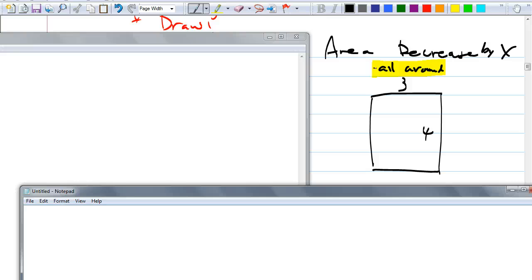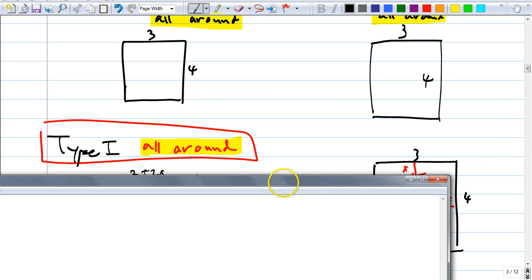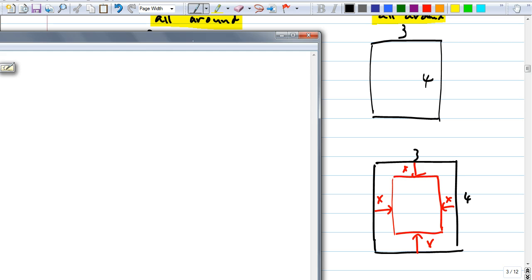So, how many people got this picture right here on the right side? You again get a rectangle, don't you? Because you're going in from top and bottom and from left and right. Any questions? If this is the picture we get, can you tell me the new length and the new width of the smaller rectangle?